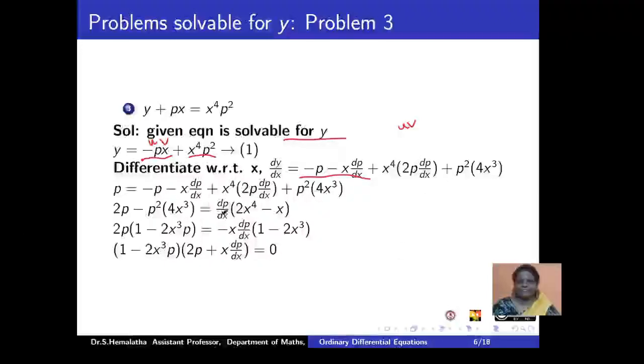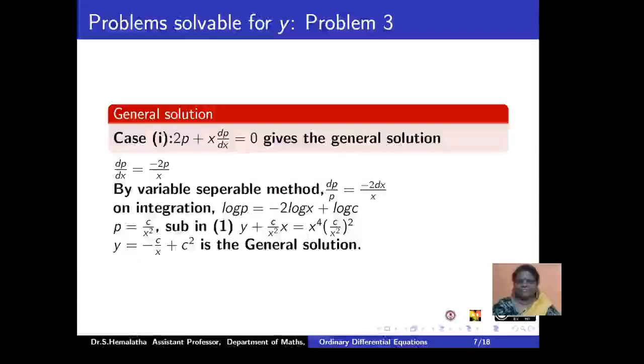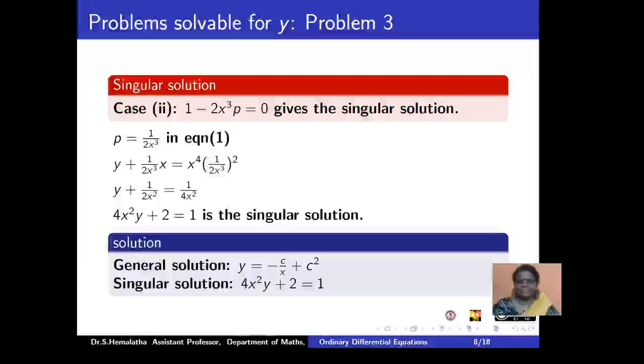Again, pull out all the dp by dx terms and the other terms on the other side. Then you can see that this can be pulled out common in both the terms, and by taking this minus x outside, we get two factors of this kind, with one differential and one without differential. So we'll be getting both GS and SS for this problem. GS, again, you equate to 0. Variable separable method is applied, integrate, get your solution, substitute the p value in your equation to get your general solution as we discussed earlier. Singular solution, again you get your p value and substitute to get your singular solution, and this is the curve you get for your singular solution.